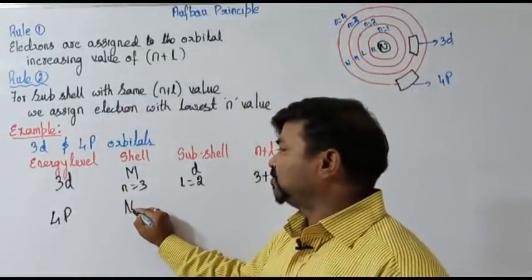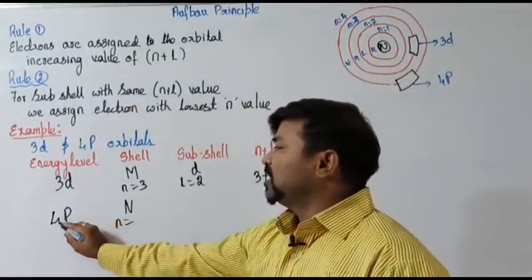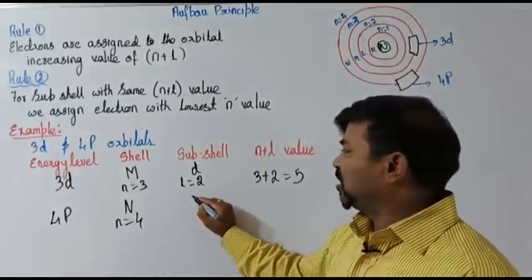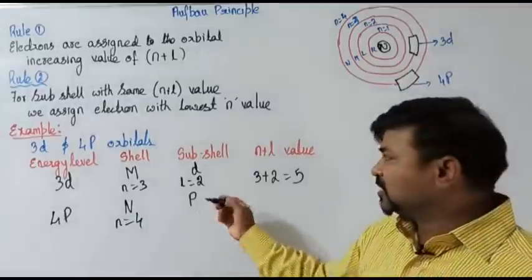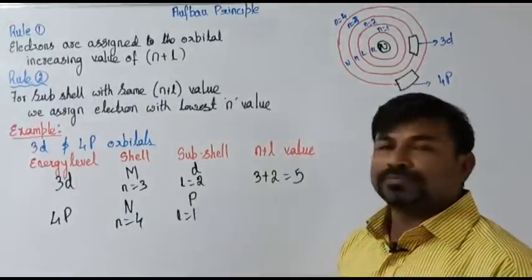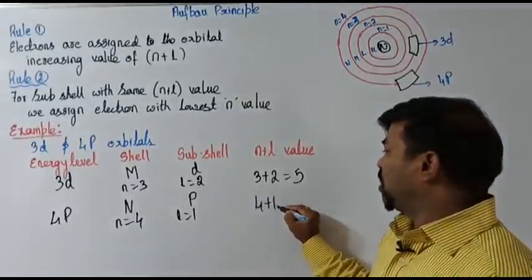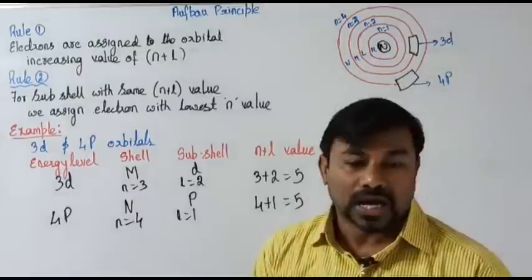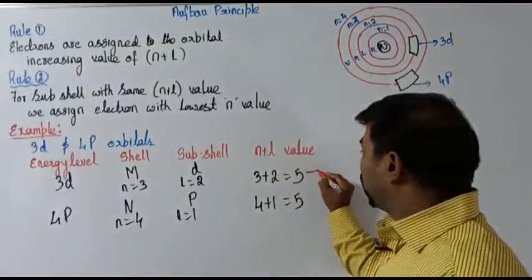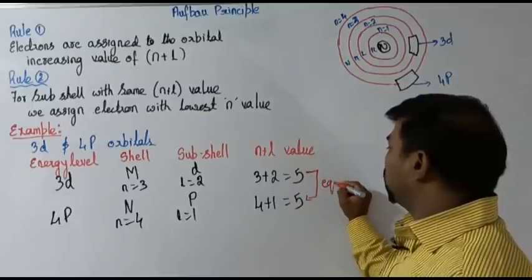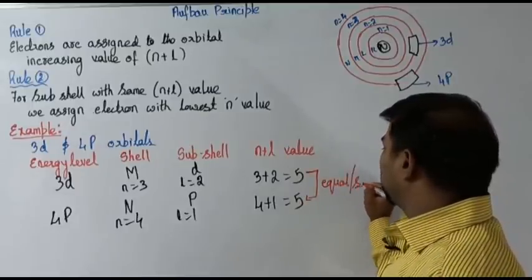N is the orbit, and the principal quantum number is 4, as we have just seen. And what is the subshell? It's the P. For P, just now I said L is equal to 1. Now what is the N plus L value? That is 4 plus 1, which is 5. Now if you check, both N plus L values are equal, the same.